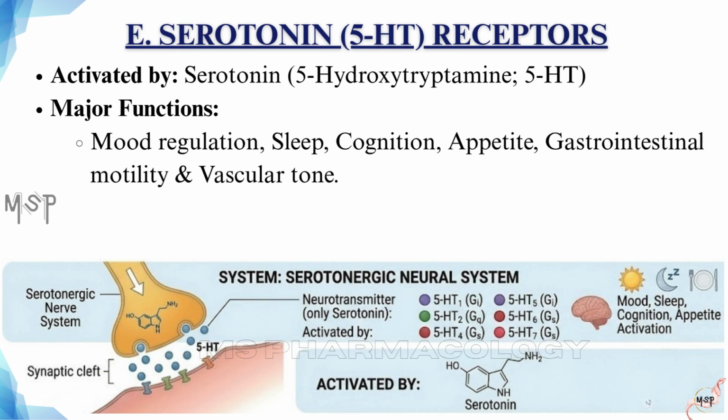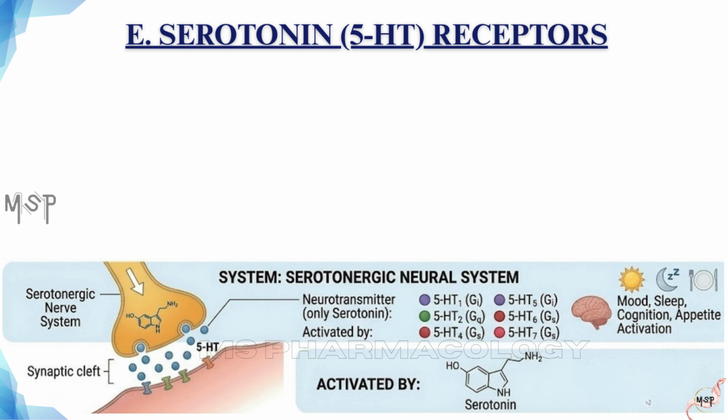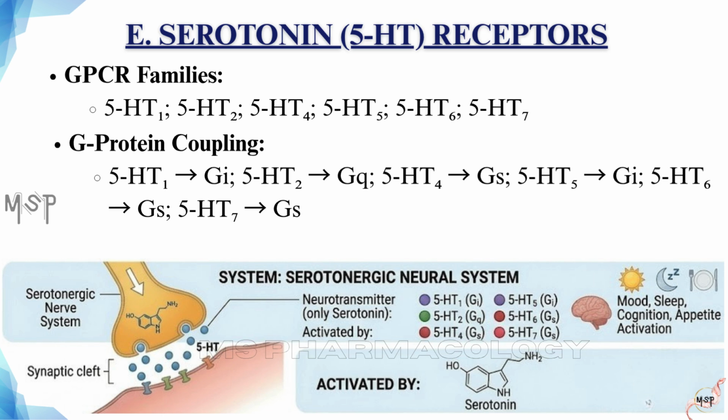Next, let us examine the serotonin, or 5-hydroxytryptamine, 5-HT receptors. Serotonin receptors are activated by serotonin, also known as 5-hydroxytryptamine, or 5-HT, and regulate a wide range of physiological functions, including mood, sleep, cognition, appetite, gastrointestinal motility, and vascular tone. The GPCR serotonin receptors are classified into 6 receptor families: 5-HT1, 5-HT2, 5-HT4, 5-HT5, 5-HT6, and 5-HT7. These receptors are coupled to distinct G proteins, allowing serotonin to elicit diverse physiological responses across tissues.